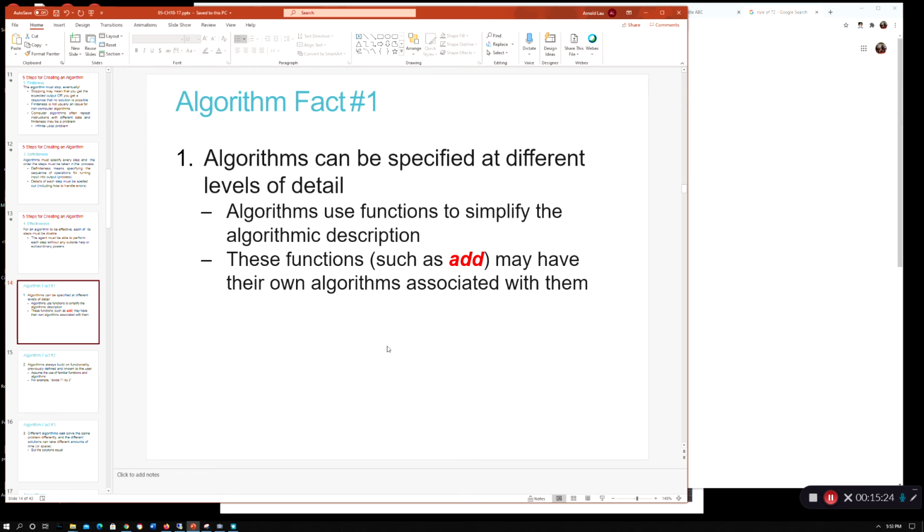So in some ways, I look at building up those libraries of different functions as a level of abstraction. I don't have to worry about those details. It's already been done, and I just use it. In this case, the example is to add numbers together. Okay, so this is what it means by saying algorithms can be specified at different levels of detail.